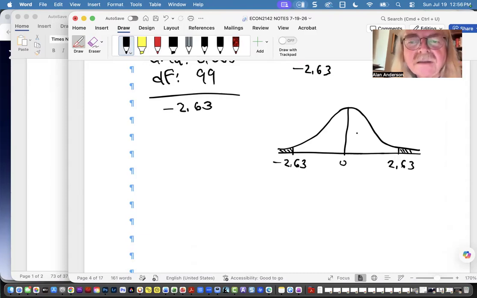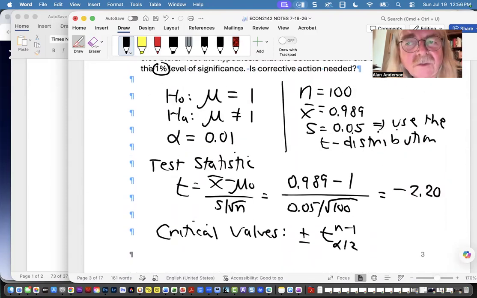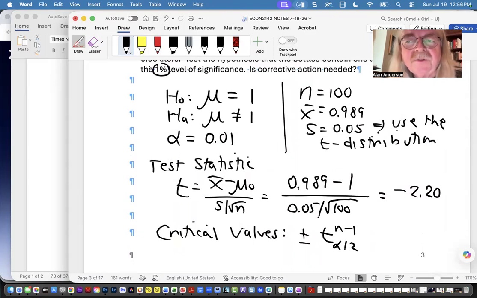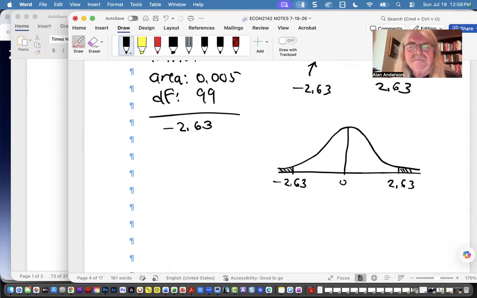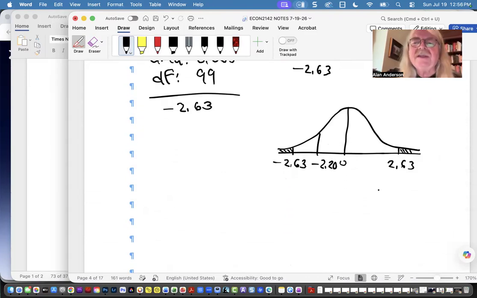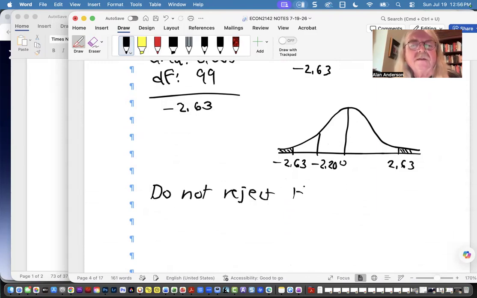All right, but our test statistic, as large as it is, isn't quite large enough to reach into that rejection region. Minus 2.20 is right here. So Coca-Cola breathes a sigh of relief because this means that we do not reject the null. And that means no changes are needed.